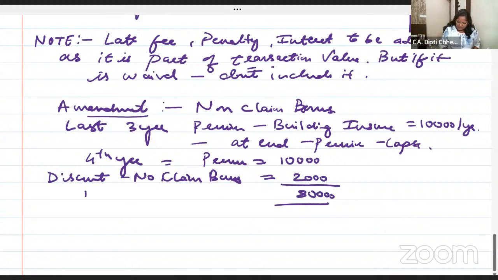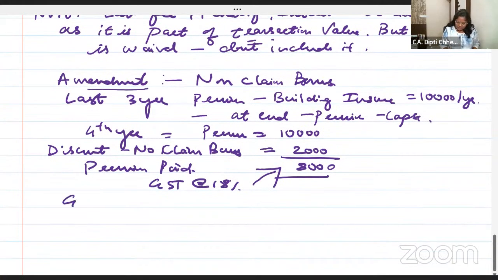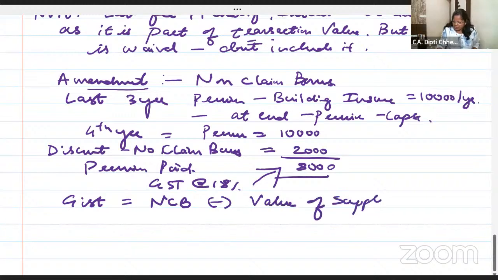So how much premium am I paying now? Premium paid 8,000. So GST will be payable say at 18% on what? 8,000. So the gist is, no claim bonus is to be deducted from the value of supply. What is the value of supply here? Premium. So if we get a no claim bonus from the premium, then we will minus it. This is the same amendment in income tax also taught to you in capital gain. Write it here, write it with the example.